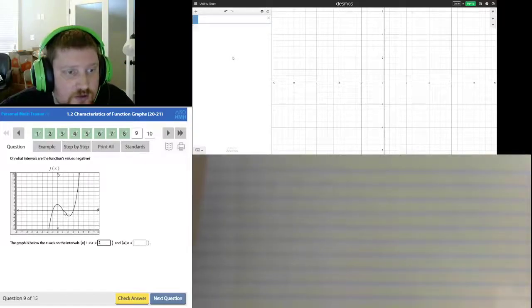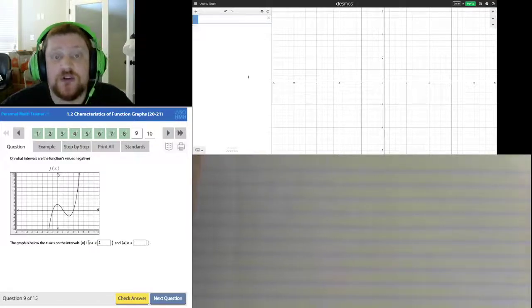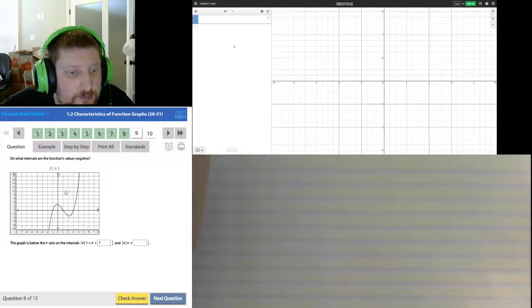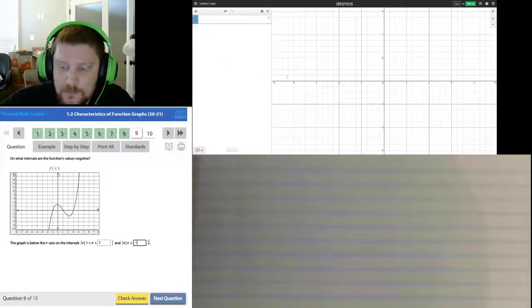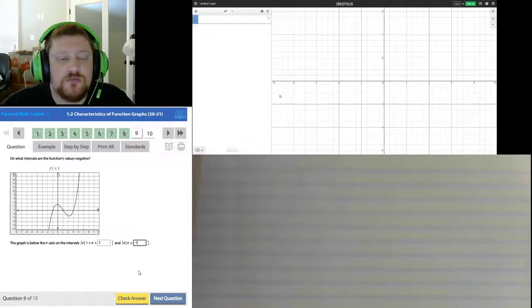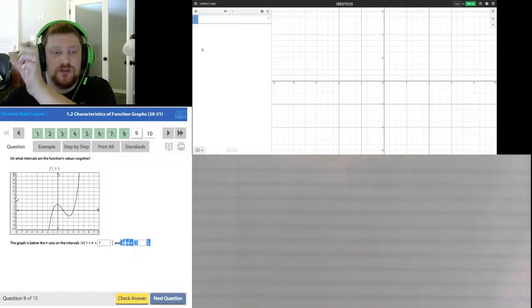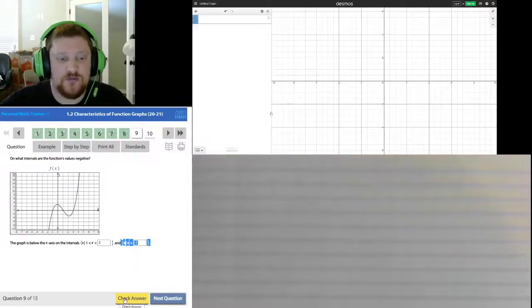Again, 0 is neither positive nor negative, so these are open brackets. It's not equal to, it's just from 1 to 3. And then the other side, we see that for all numbers less than -1, the y is negative. Traditionally, we would write these in the other order. This one would be written first and then this one, because usually you write everything from the left of the graph to the right of the graph.